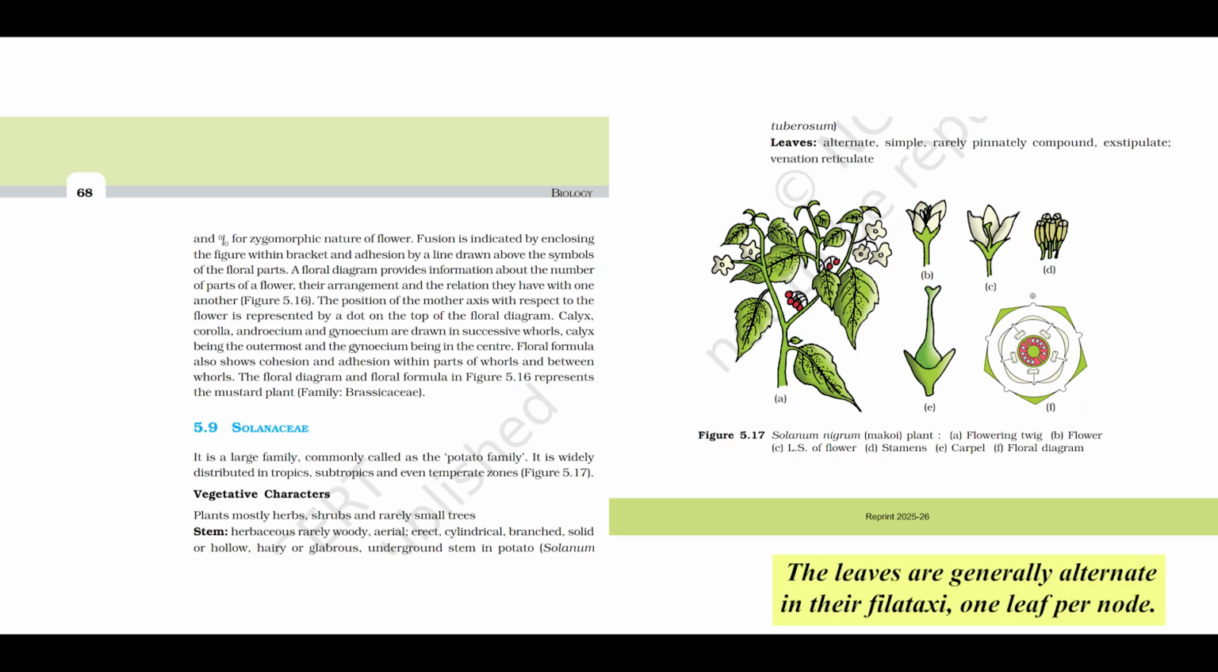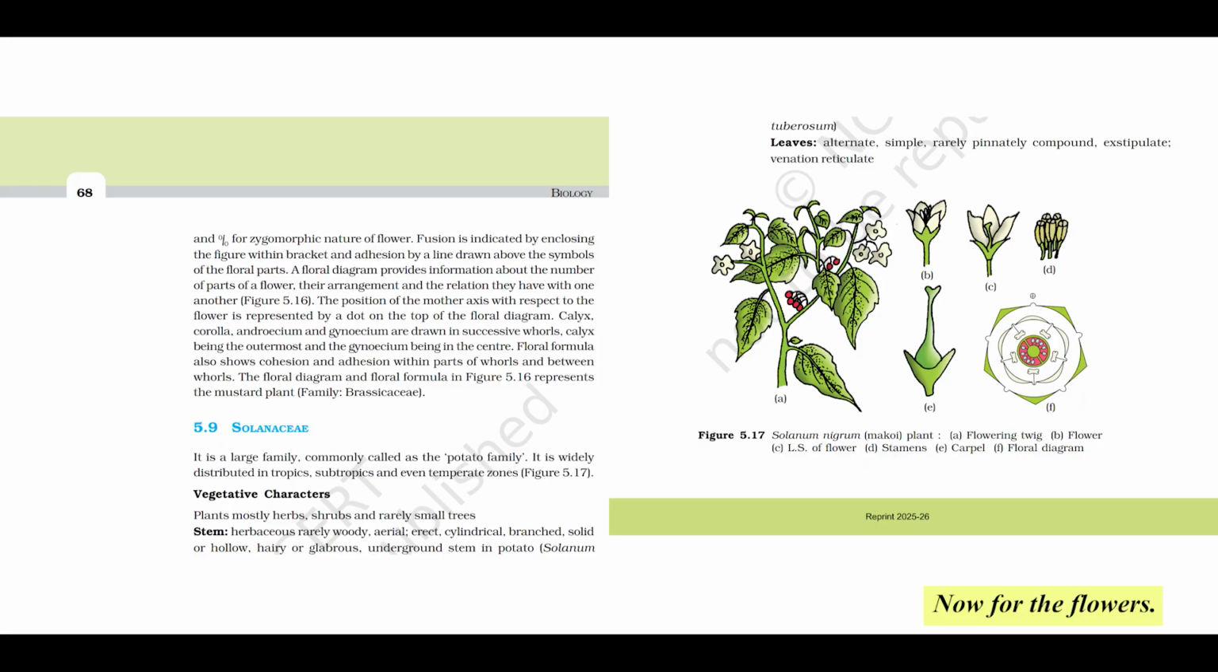The leaves are generally alternate in their phyllotaxy, 1 leaf per node. They are typically simple, meaning the lamina is undivided or not incised to the midrib, though rarely they can be pinnately compound in some species. A crucial feature for identification. They are exstipulate, meaning they lack stipules at the base of the petiole, and their venation pattern is reticulate, typical for dicots. Alternate, simple, exstipulate leaves with reticulate venation. Okay, those are key vegetative traits.